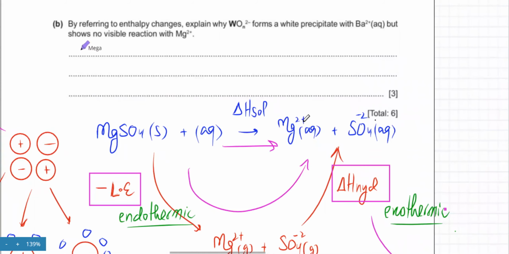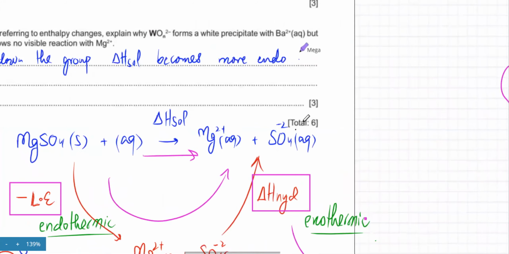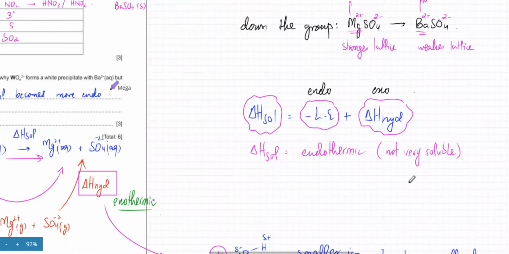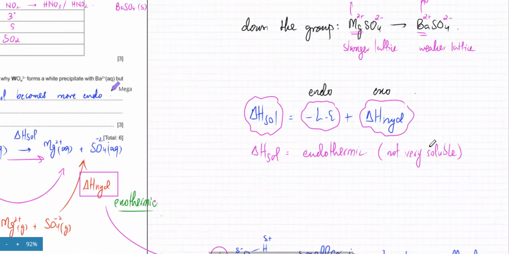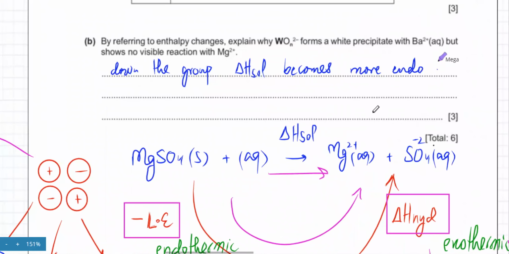The first part is you're going to mention that down the group, delta H solution becomes more endothermic because the solubility is decreasing. This is what we mentioned: if the enthalpy of solution is endothermic, then it's not going to be very soluble. So down the group, BaSO4 is not soluble, MgSO4 is soluble.